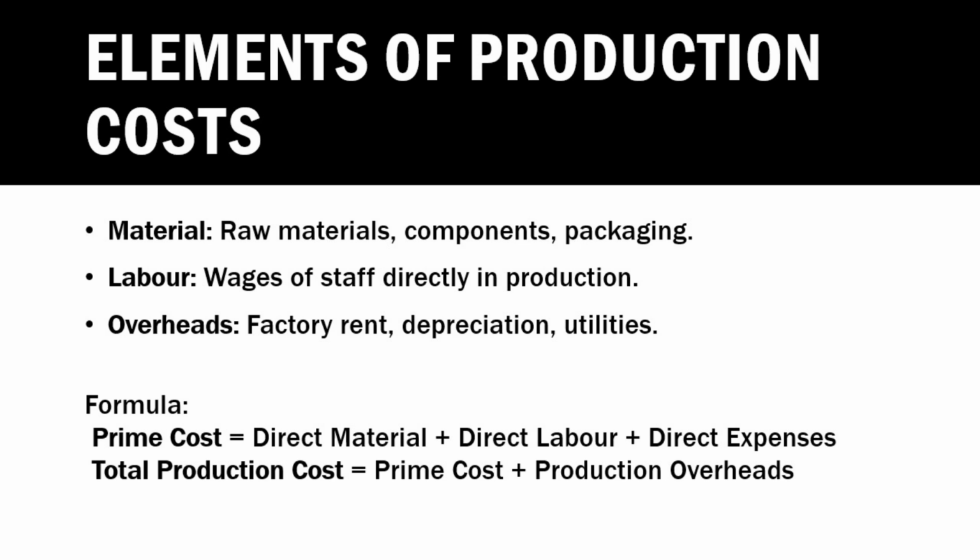Here are two key formulas you need to remember. Prime cost equals direct material plus direct labor plus direct expenses. Prime cost is basically the direct, traceable cost of making one unit. Total production cost equals prime cost plus production overheads. So once you add the overheads, you get the full cost of production. You will use these structures in cost cards and product costing questions.